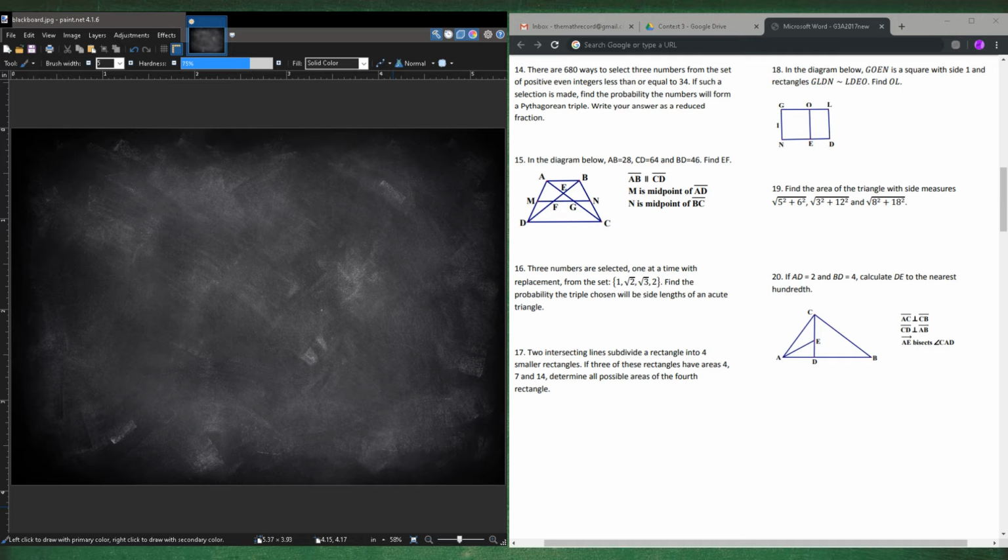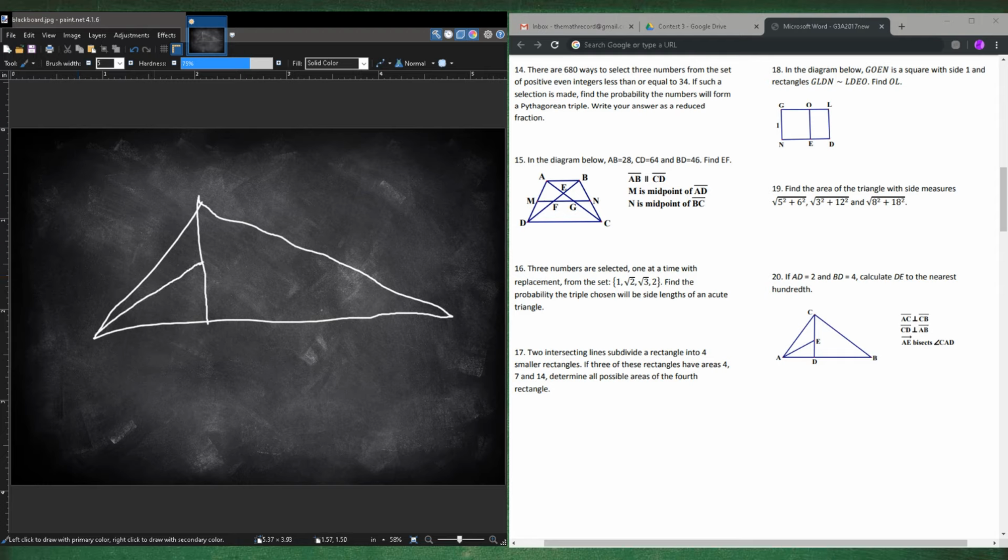Number 20. If AD is equal to 2 and BD is equal to 4, okay, let's actually just draw this out first. So we have something like this, and we have this. Calculate DE. So we want to find this length right here, basically. And they say AC is perpendicular to BC, so this is a right triangle.